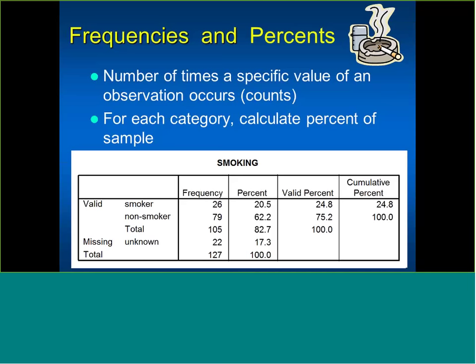So you can see here on the left-hand column, I've got smokers and non-smokers. I've got 26 smokers and 79 non-smokers. And then I've got 22 people where I don't know what their smoking history is. Maybe it wasn't recorded in their chart. So then I would take the column that says valid percent, throw out my missing, so my denominator now would get rid of those 22 people. And so I would then say I have 24.8% that are smoking and 75.2% that are non-smoking.